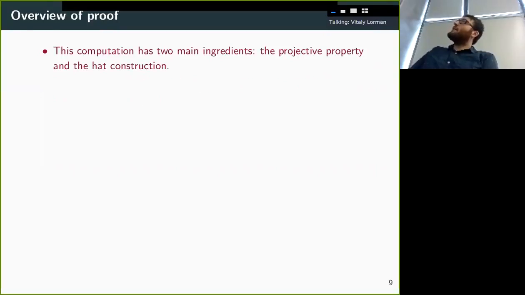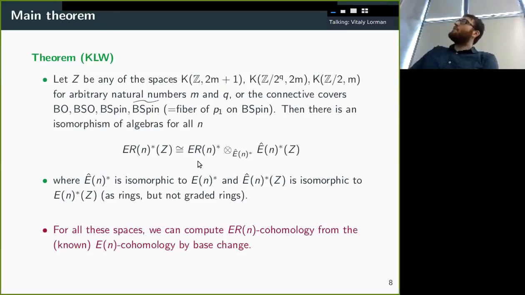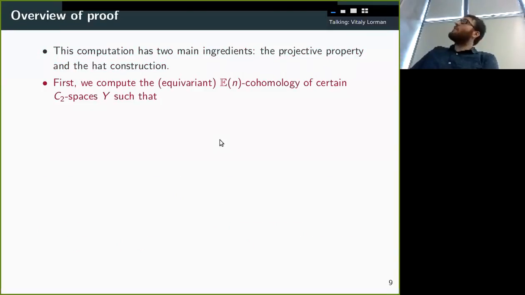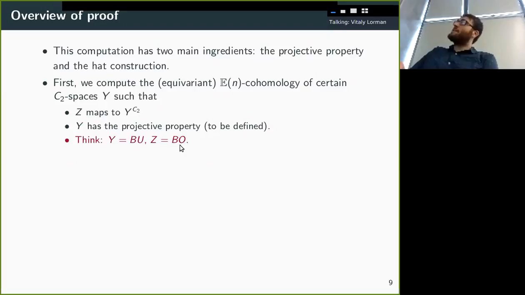So we want to compute the ERN cohomology of these spaces Z. And the way we're going to do that is we're going to start by computing the equivariant En cohomology of a related space I'll call Y. This will be a space that has something called the projective property that I'll define, and it has the property that the space Z we're interested in maps to the C2 fixed points of Y. A good motivating example here is Z equals BO. We want to compute the ERN cohomology of BO. And BO is the C2 fixed points of BU, and BU will be an example of a space with this projective property. So our first step is to compute the equivariant En cohomology of BU, where BU also has the C2 action by complex conjugation. Okay, that's going to be the first step.